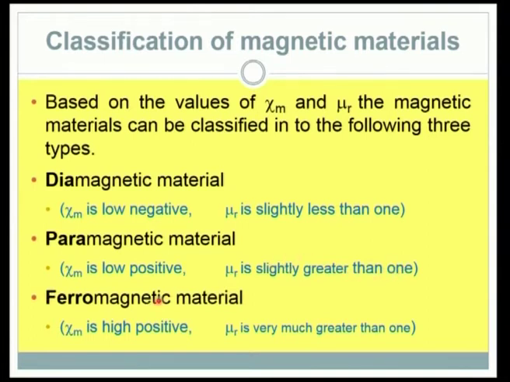And for ferromagnetic materials, susceptibility is a very high positive value and the relative permeability is very much greater than 1. So, on this basis we have classified the materials. The susceptibility is a negative value for diamagnetic materials.